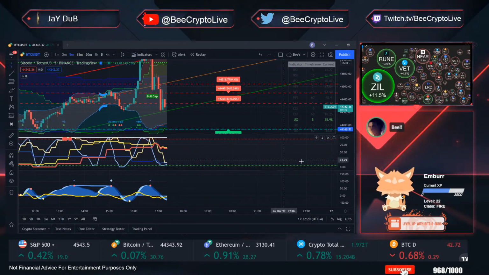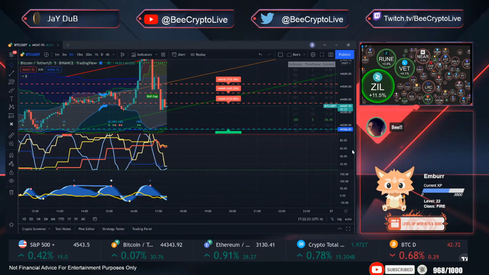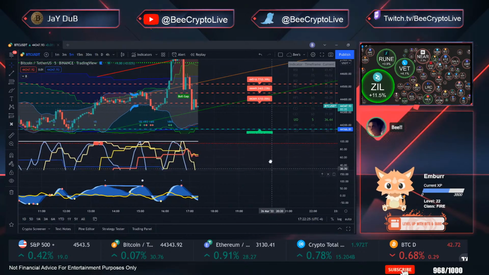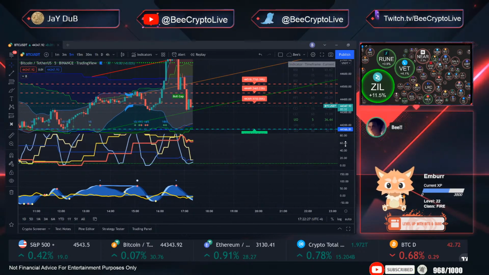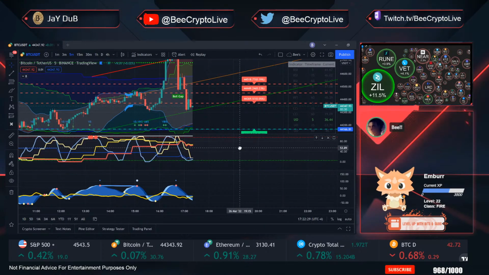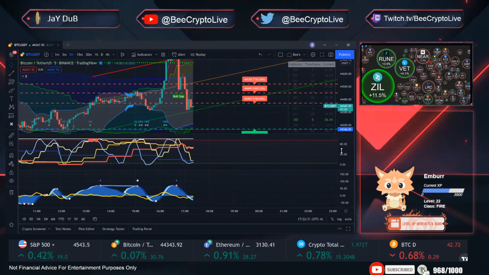Okay, so quickly go over these. This is the Stochastic RSI. Each one of these is a different time frame. You can get these indicators in the developer section.